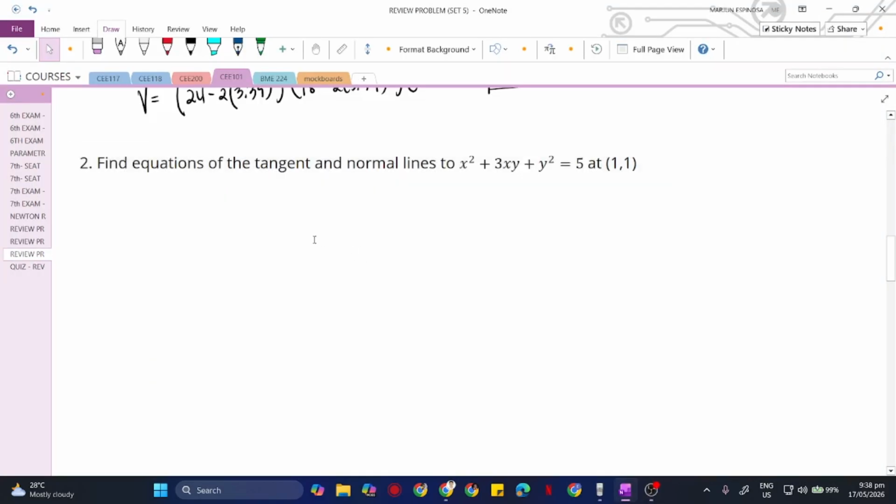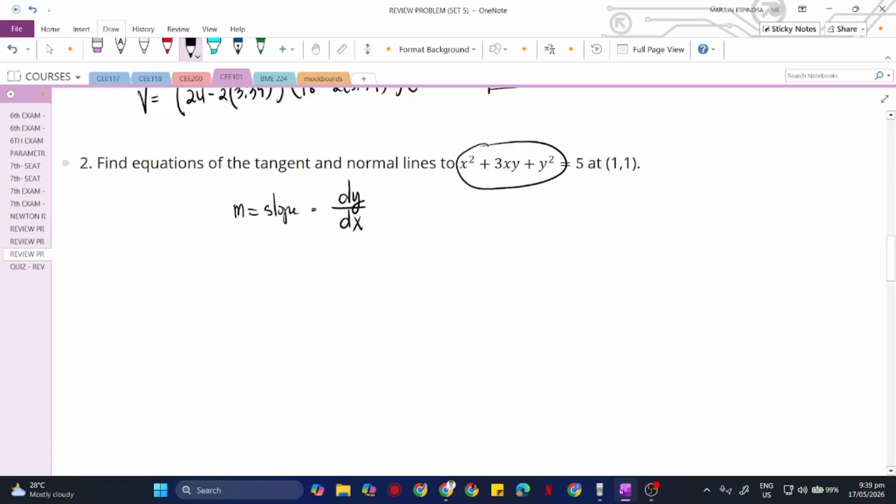Find the equations of the tangent and the normal lines to x squared plus 3xy plus y squared equals 5 at the point (1, 1). Okay? So, recall, a tangent line has the same slope as this curve at this specific point. And remember, the slope, denoted as m, is the first derivative of our function with respect to x, or that is dy over dx.